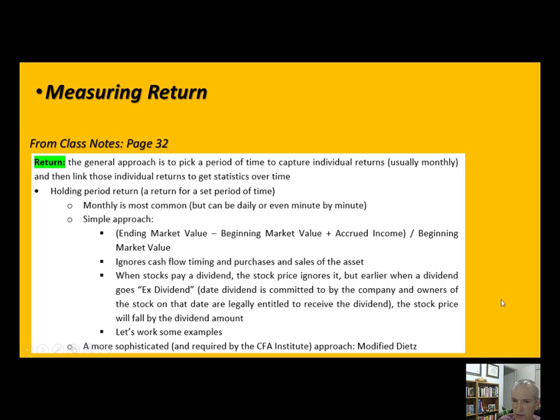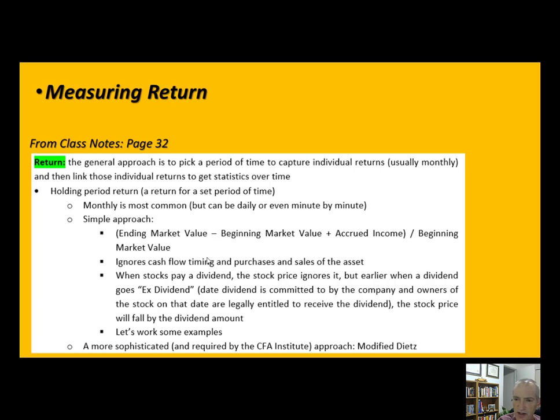And we'll get into that here real quickly. And then you divide that by the beginning market value. So the beginning market value is both in the numerator and in the denominator. And that's a very simple approach to calculating return. It ignores the timing of your cash flows. So this is a very difficult formula to use if you bought a lot of the security.